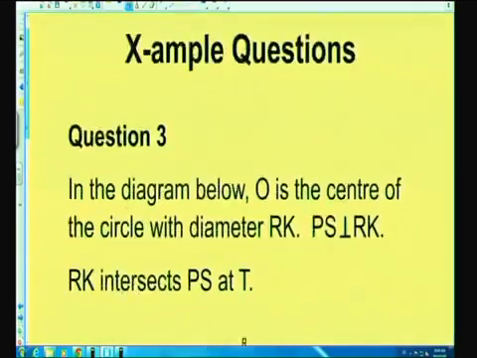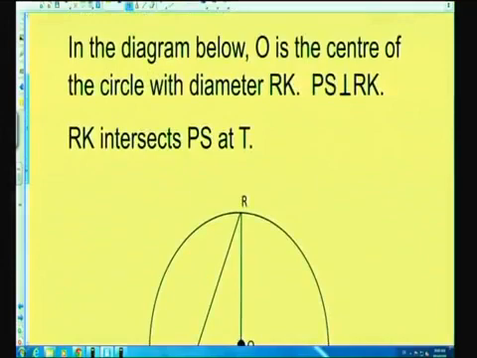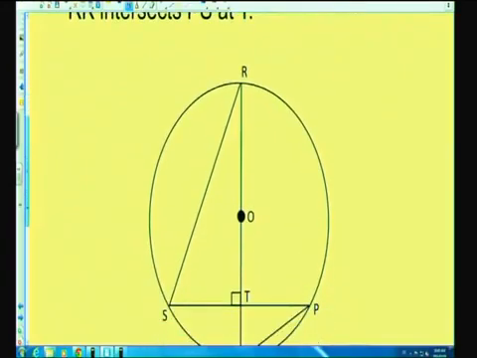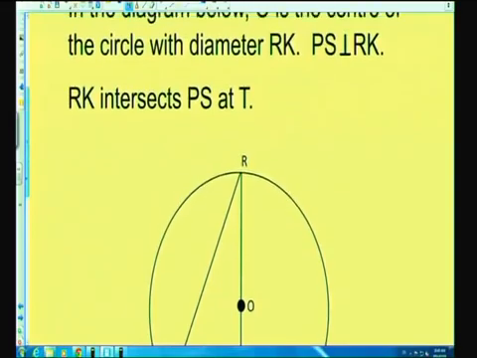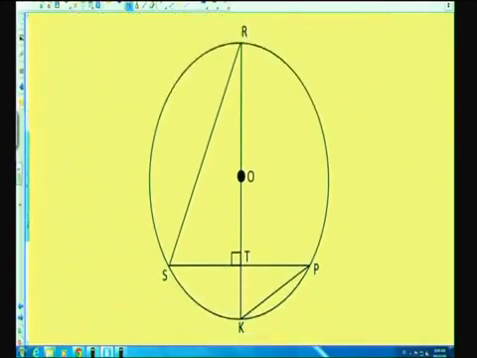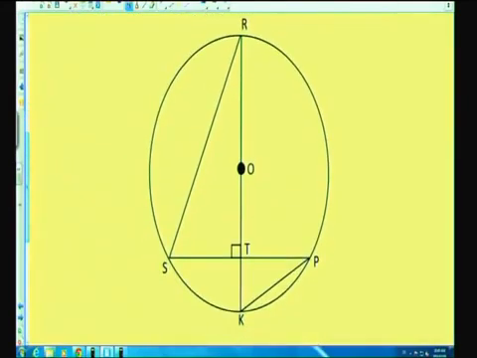In the diagram below, O is the center of the circle with diameter RK. PS is perpendicular to RK. So let's fill in what we know on the drawing. They're telling me O is the center. I think they've made it clear. They've told me RK is the diameter. And they've told me that PS is perpendicular, and it's marked in beautifully for me, so I don't have to worry. Then they tell me RK intersects PS at T. So that's all marked in on the drawing. So we've got very little to worry about here.